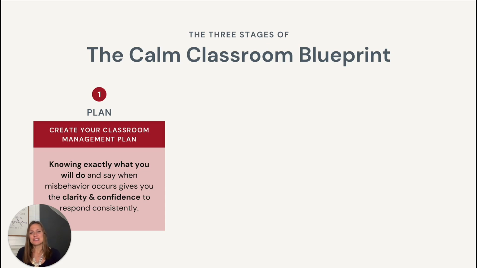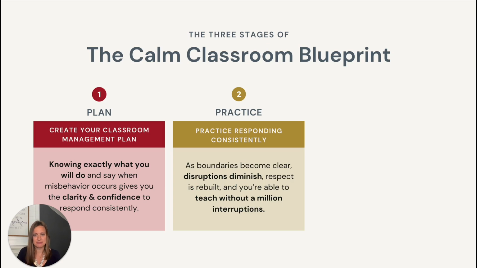All right, so the Calm Classroom Blueprint that I just mentioned actually has 3 phases that we're going to go through today. First is plan. We're going to create your classroom management plan, which is the first thing you have to do. Because with a classroom management plan, you are going to know exactly what you are going to do and say every time a misbehavior occurs. And this gives you so much clarity and confidence and helps you actually be consistent.